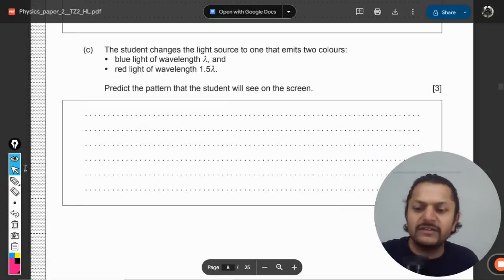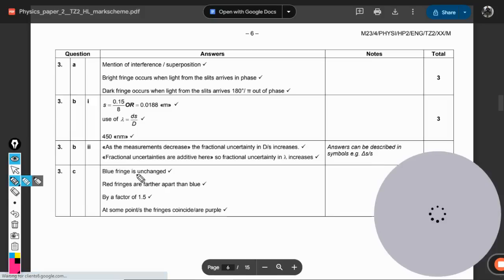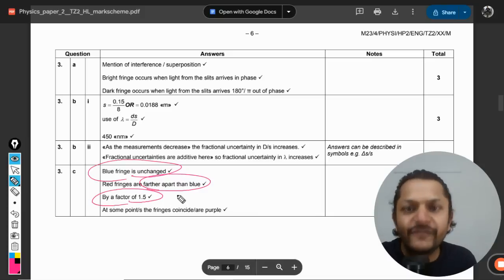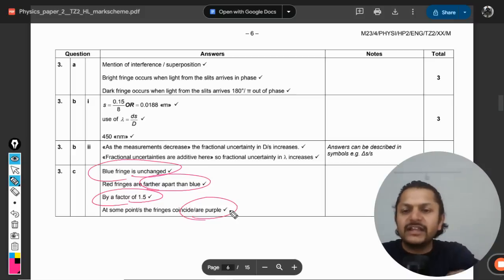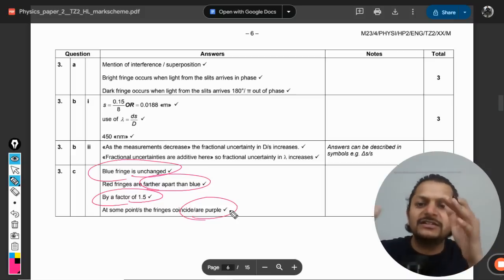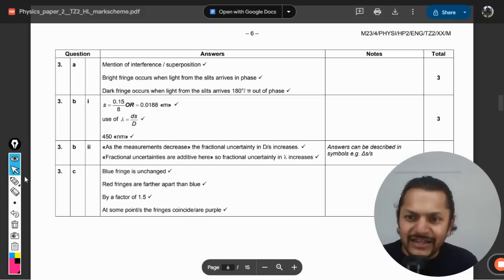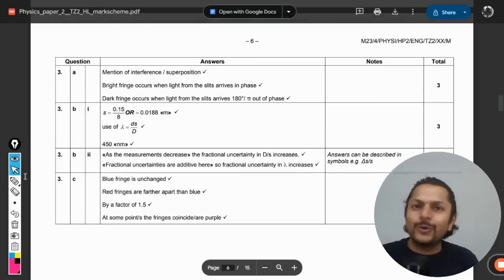Let us see what is given in the mark scheme. Blue fringe is unchanged. Red fringes are farther apart than blue by a factor of 1.5. At some points, the fringes coincide and the color is becoming purple. Exactly the same thing that I told you, but yeah, this answer is a bit more organized. Okay, let us see if there is any other part that is remaining. No, this is the last part for the question number 3.